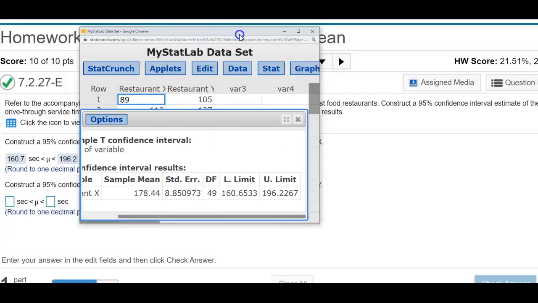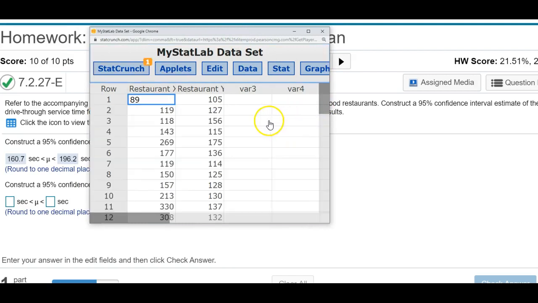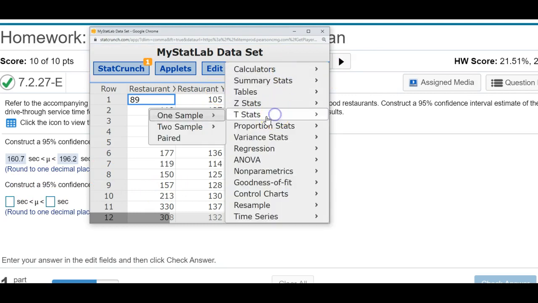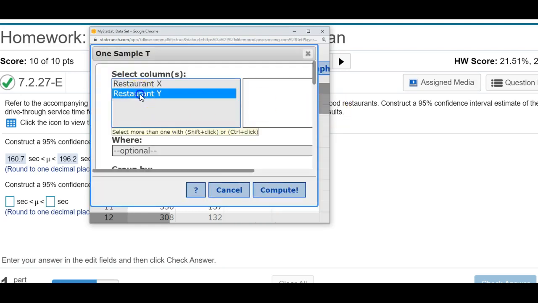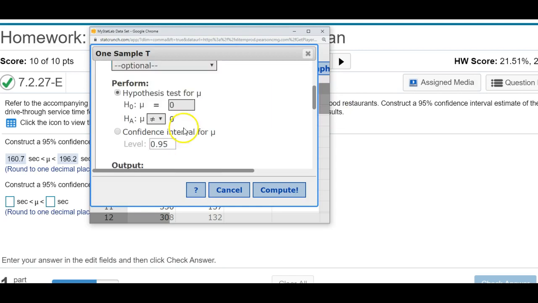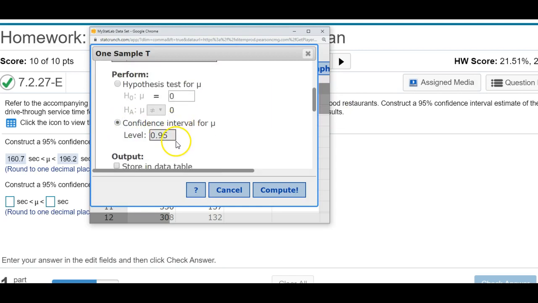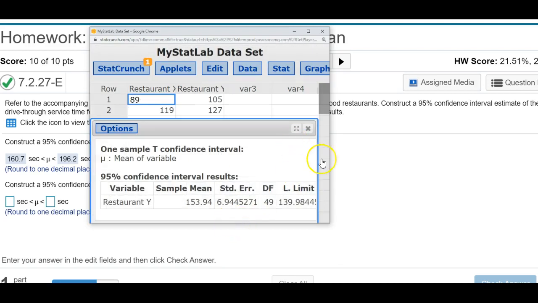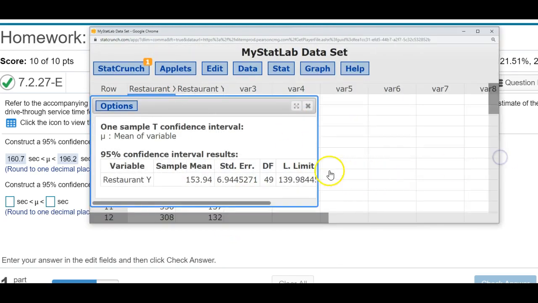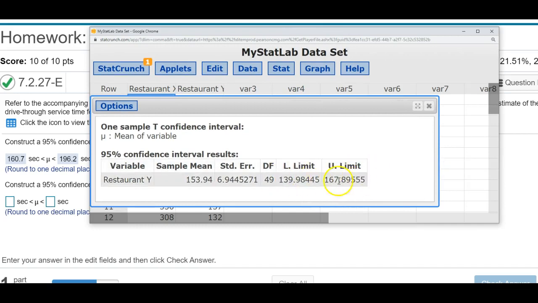The next thing it's going to ask us to do is find the 95% confidence interval for restaurant Y. So I'm going to statistics. I'm looking at t-statistics, one sample with data. So what data am I going to look at? I'm going to look at restaurant Y's data. Go down here to the confidence interval of 0.95. And I'm going to compute it. And that's going to give me the statistics for the lower bound and upper bound right here.